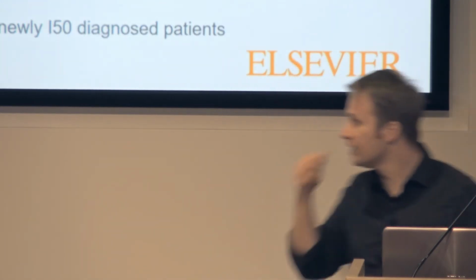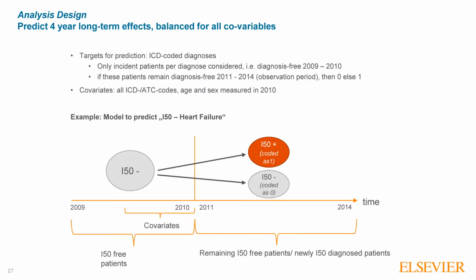So how are we doing this? We're building a predictive model for every disease relationship up to the 3-digit ICD code. We essentially take past data, and we try to predict into the future using this claims data.